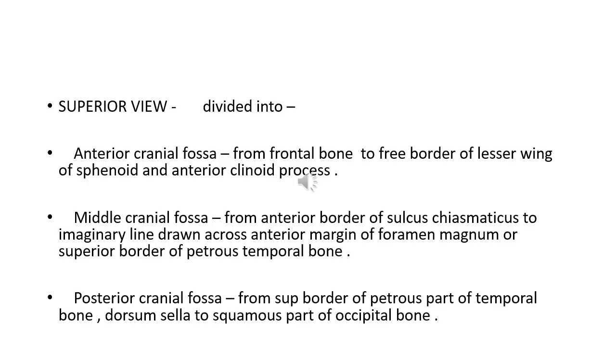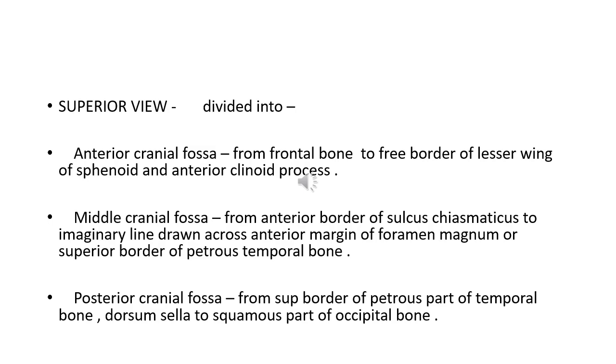Now we come to the superior view of the skull base. From superiorly, again it has been divided into three parts, that is anterior cranial fossa, middle cranial fossa and posterior cranial fossa. Anterior cranial fossa extends from the frontal bone to the free border of lesser wing of sphenoid and anterior clinoid process. The middle cranial fossa extends from the anterior border of sulcus chiasmaticus to the anterior margin of foramen magnum. And posterior cranial fossa extends from the superior border of petrous part of the temporal bone to the squamous part of the occipital bone.